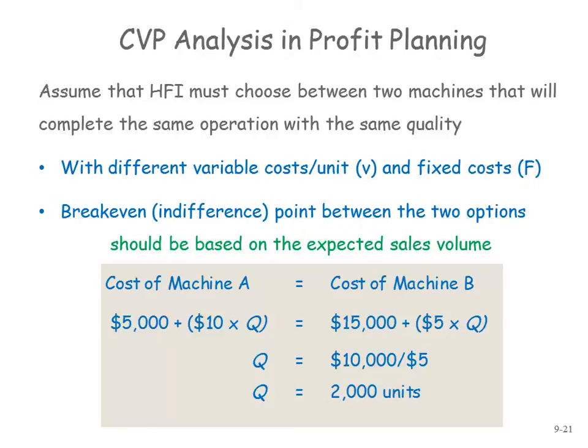So machine A has a $5,000 fixed cost plus a variable cost of $10 times your quantity. Option B has a higher fixed cost, $15,000, but a lower variable cost per unit. You do the math. 2,000 units is your indifference point. You don't care which machine you have. If you know you can sell 3,000 units, which machine are you going to go for?